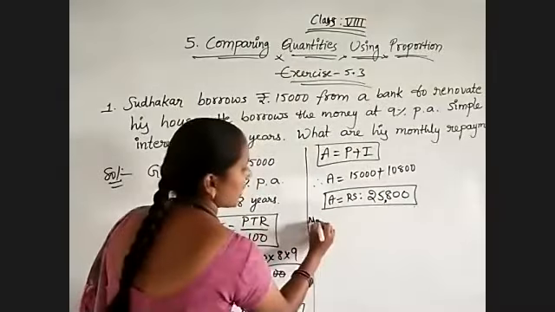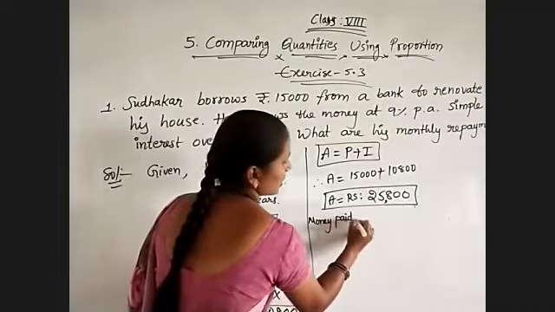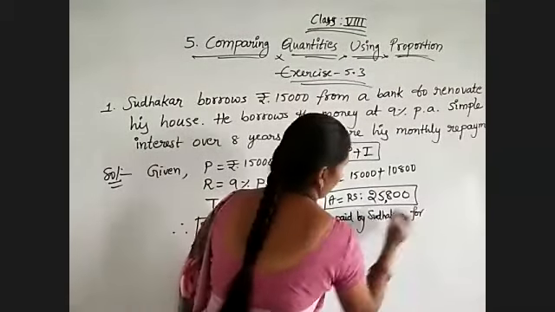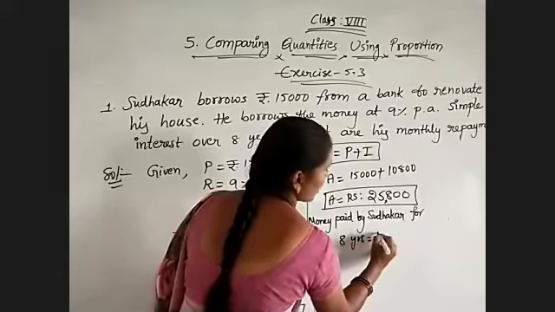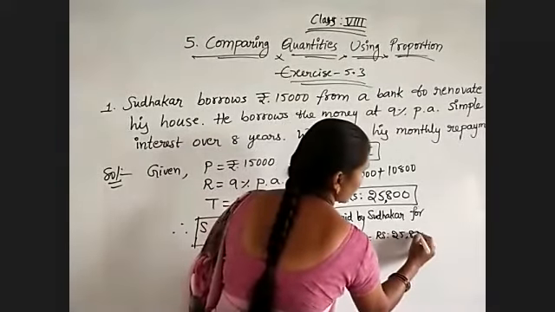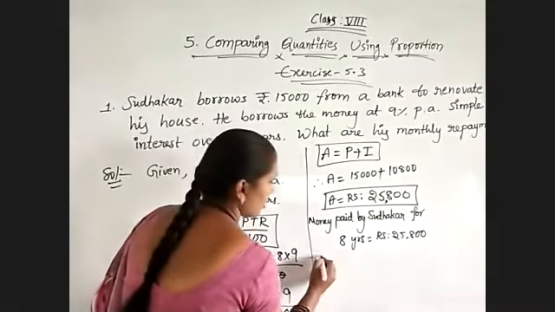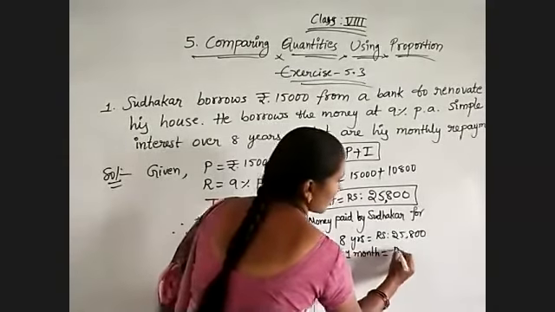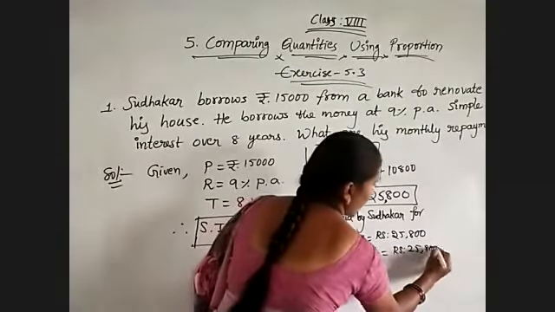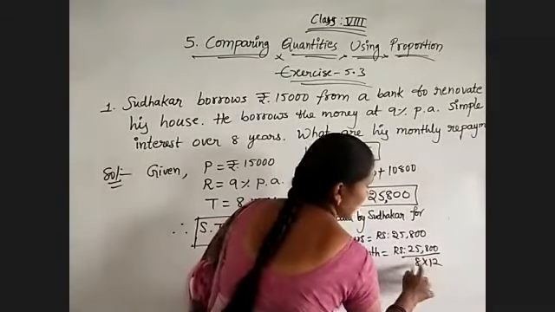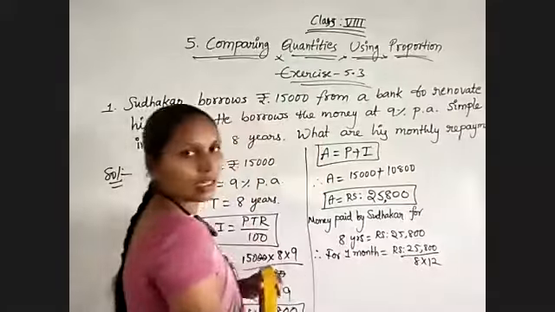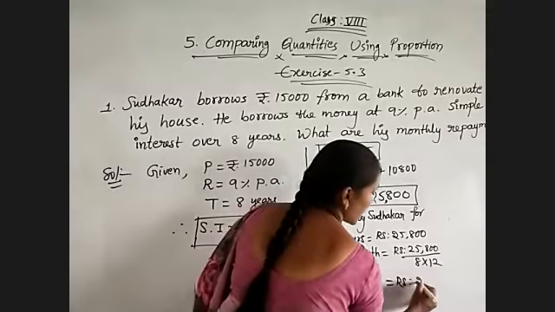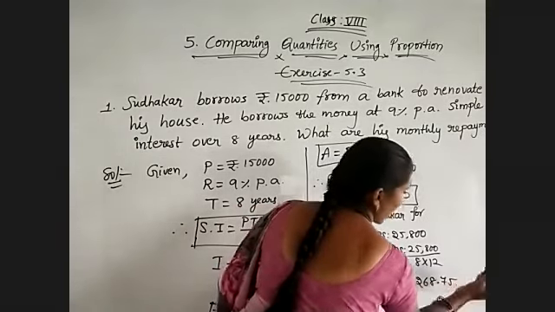Okay, observe it. Money paid by Sudhakar for 8 years is equal to 25,800 rupees. Therefore, for 1 month, it will be equal to 25,800 by 8 into 12. 8 years, for 1 year, 12 months, 8 into 12. Then after the calculations, we got this value is equal to 268.75. Do the calculations and you will get the answer.